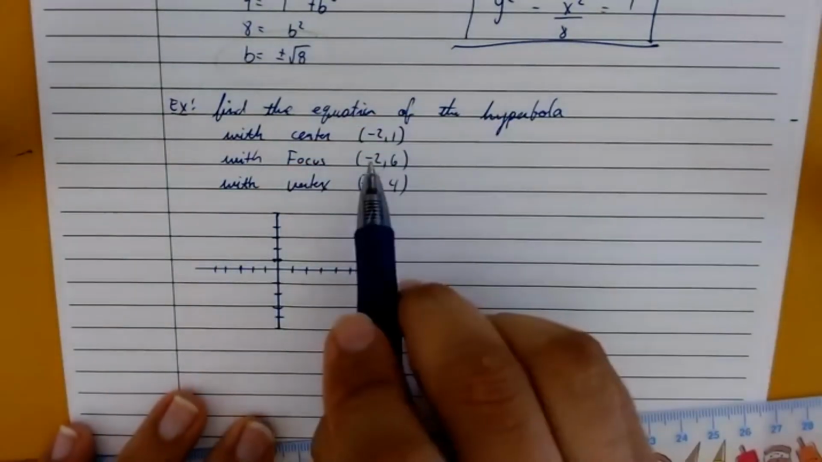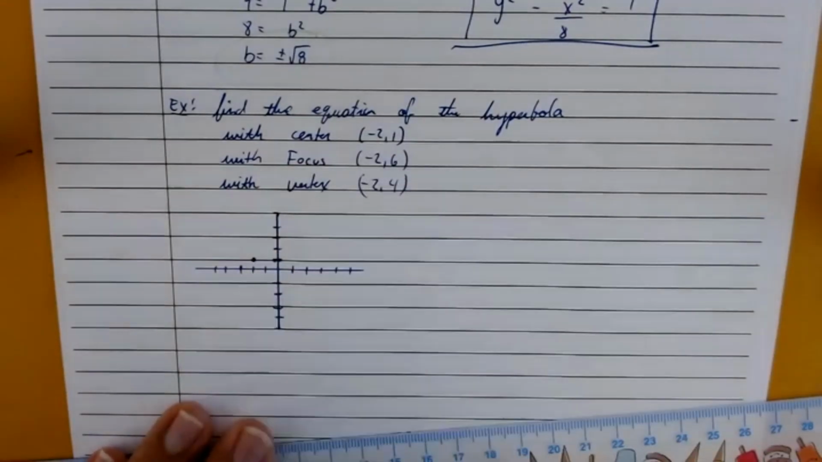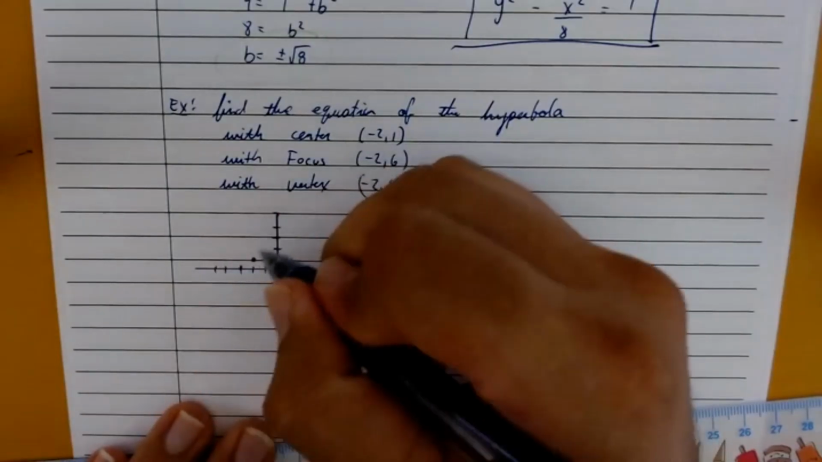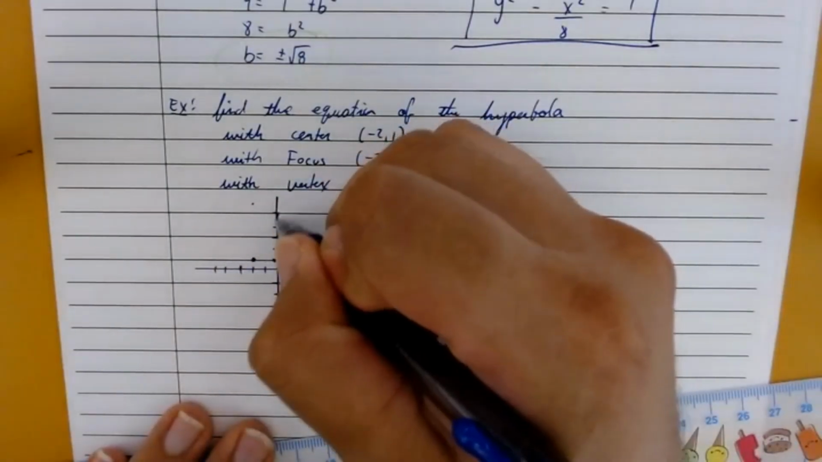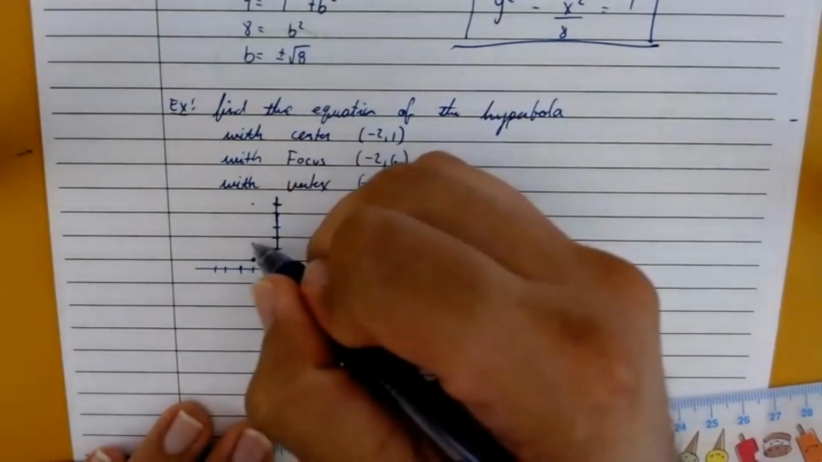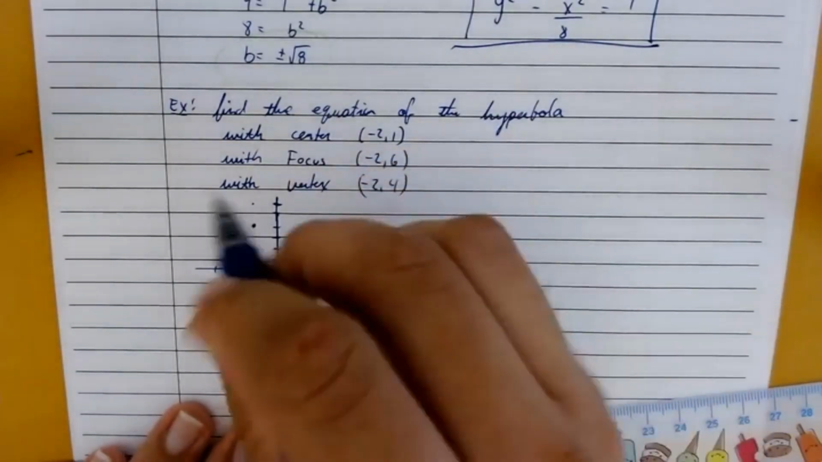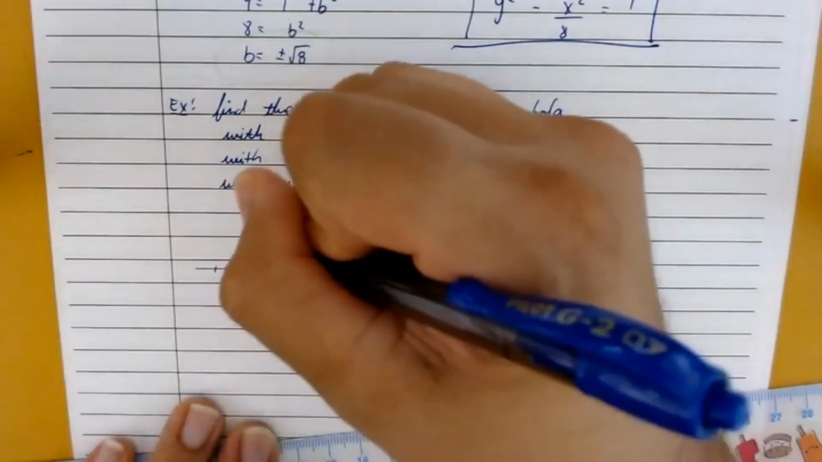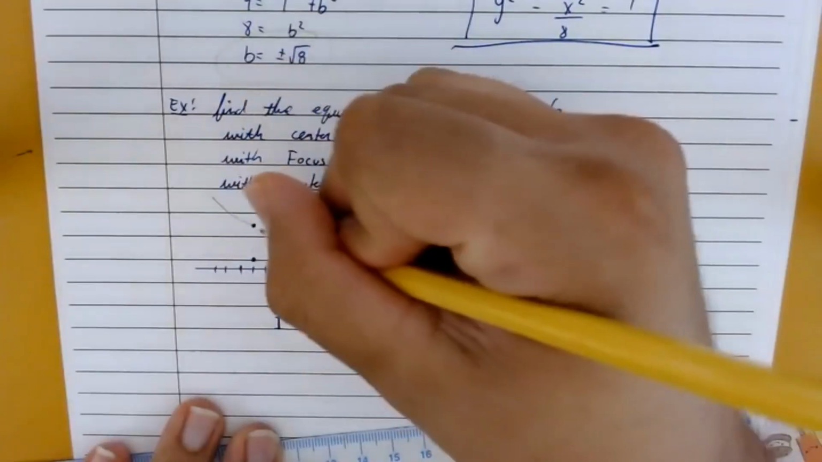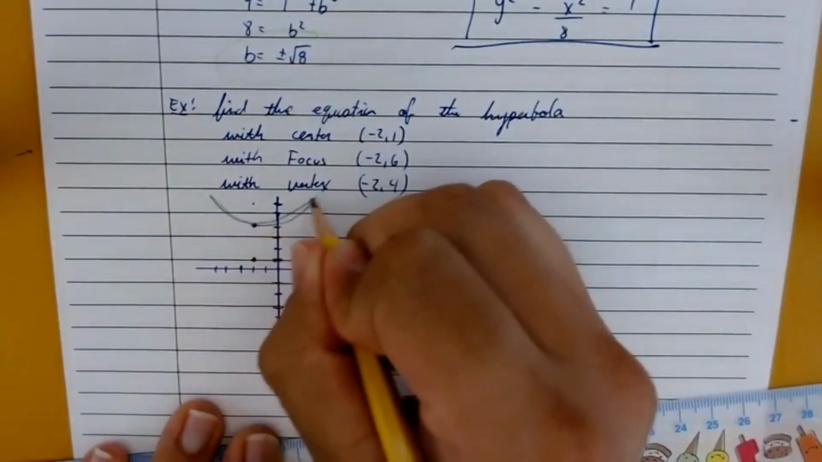All right, we have our center at -2, 1. So -2, 1, there's our center. We have a focus at -2, 6. Let's see, so that will be up here. And we have a vertex at -2, 4. 1, 2, 3, 1, 2, 3, 4. Okay, so if that's a vertex and that's a focus, we know that our hyperbola has to open toward our foci. Okay, so it looks like that.